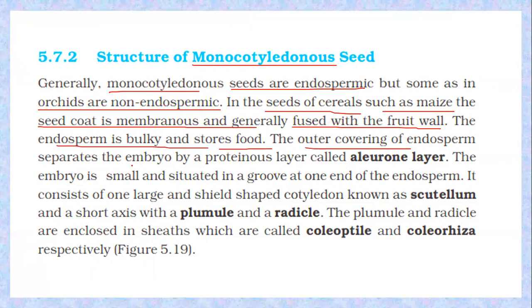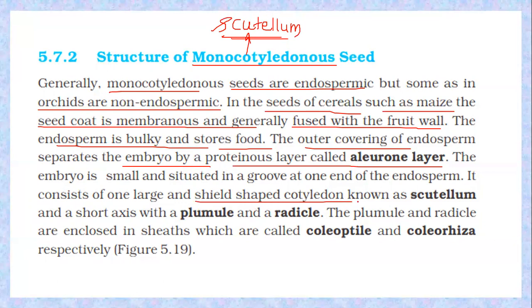The covering of the endosperm that separates the embryo is a proteinaceous layer called the aleurone layer. The cotyledon of the monocot is called the scutellum. The scutellum is referred to as the cotyledon of the monocot seed. There is one large shield-shaped cotyledon, the scutellum, with a short axis bearing the plumule and radicle. The plumule is covered by a structure called the coleoptile. The radicle is covered by a structure called the coleorhiza.